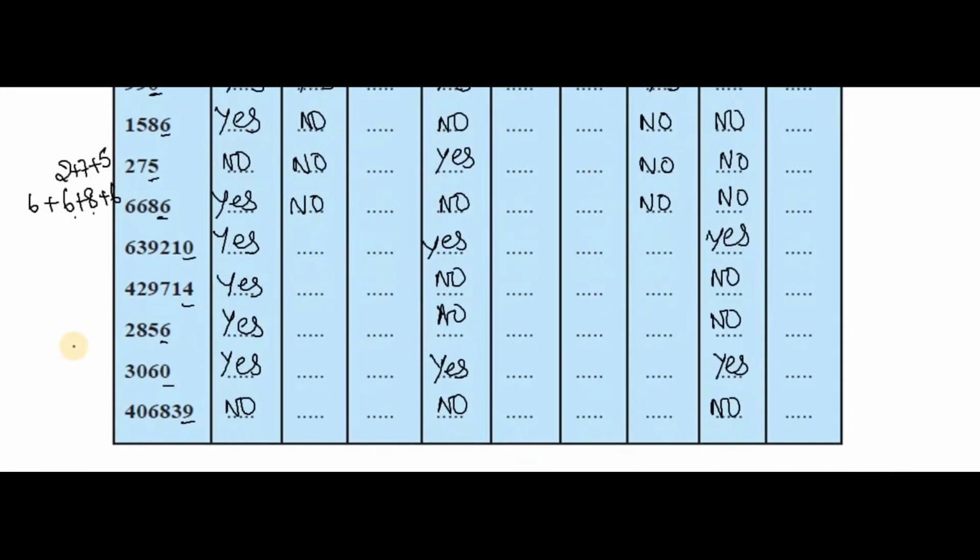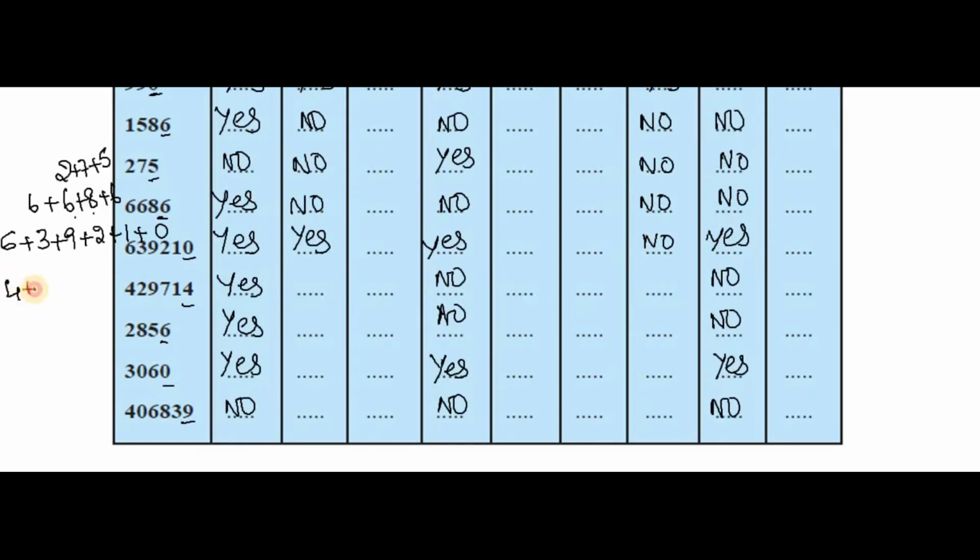Now move on to the next number. 6 plus 3 is 9, 9 plus 9 is 18, 18 plus 2 is 20, 20 plus 1 is 21, 21 plus 0 is 21. So in the 3 table you have 21, whereas in the 9 table you do not have 21.